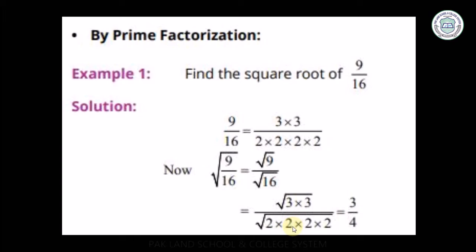And again in the denominator, 2 four times will be multiplied, so 16 will come, and we also take it with the under root. The 3 square under root cancels, 2 square under root and 2 square under root cancel, 2 2s are 4, and our answer is 3 by 4.